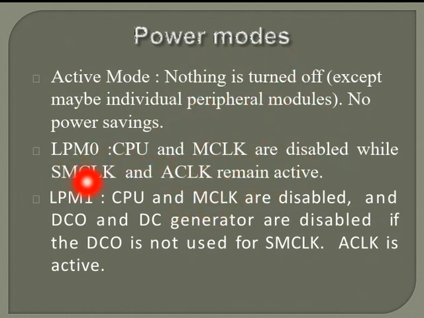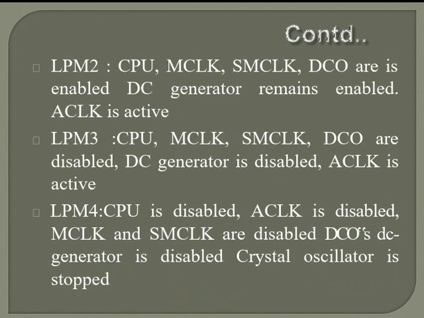Now LPM0, low power mode 0, where your CPU and main clock are disabled while your sub main clock and auxiliary clock remain active. LPM1, where your CPU and main clock are disabled and your DCO, the digitally controlled oscillator, and DC generator are disabled if the DCO is not used for the SM clock, then your auxiliary clock will be active. Next is LPM2, where your CPU, main clock, and DCO are disabled, whereas your DC generator remains enabled and your auxiliary clock is also active.